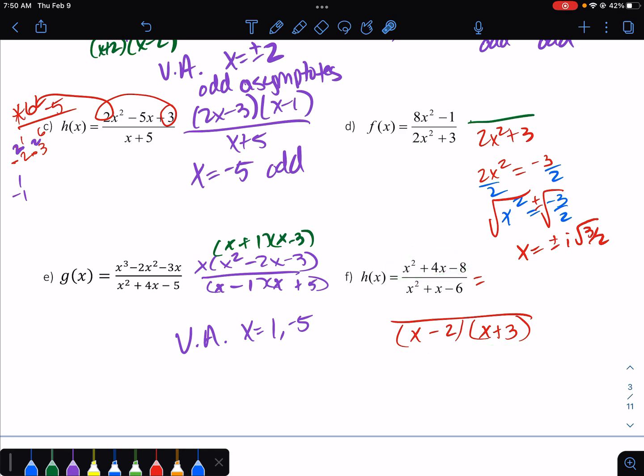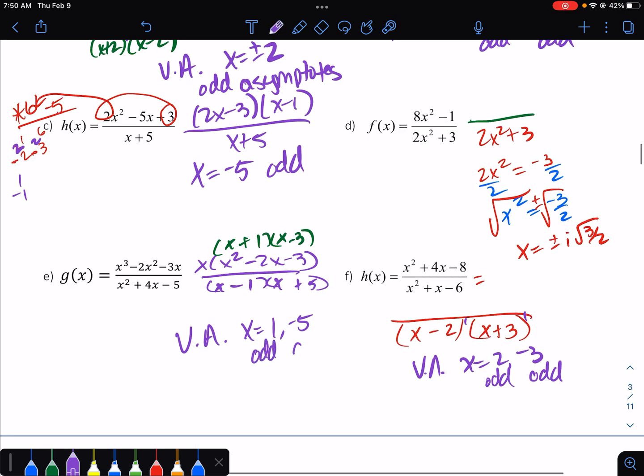So notice we just have our vertical asymptote at x equals 2 and negative 3. And these are also odd because they came from the first power, so both of those are odd asymptotes. I neglected to say this for the previous one, but both of them are odd asymptotes as well.